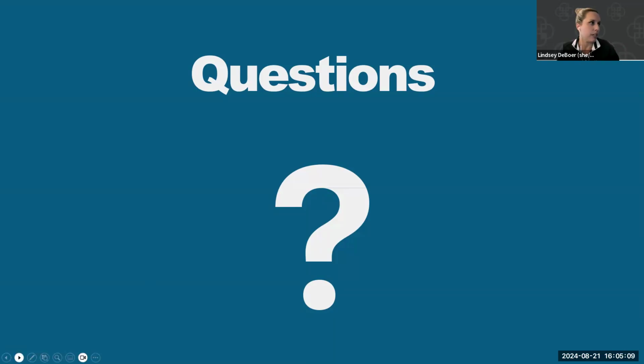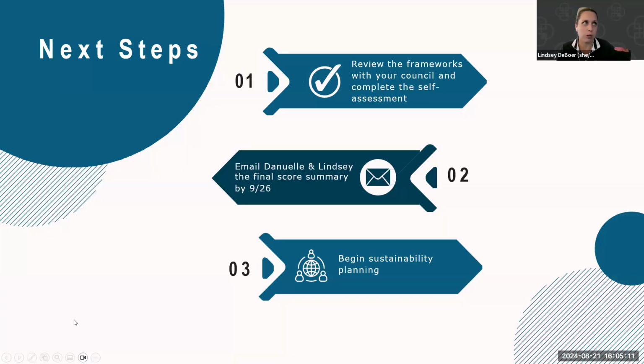So I can skip to that slide right now. We are asking that by September 26th, you return the summary that you will complete altogether to us. You'll email that to myself and Danielle. And then this is going to eventually be used to help your council create and develop the sustainability plan, which will be a deliverable for this grant.